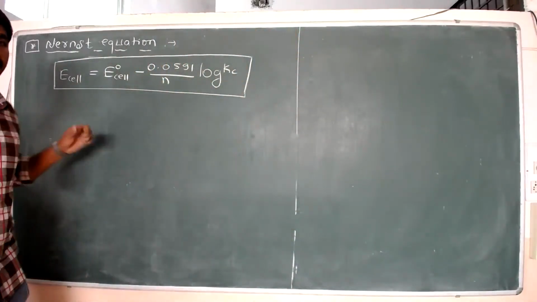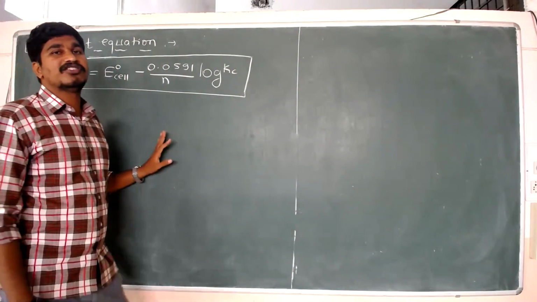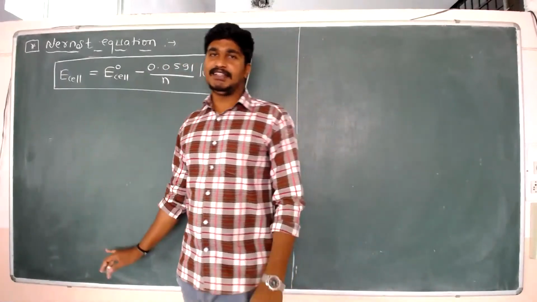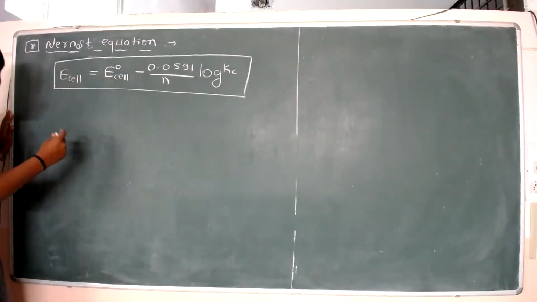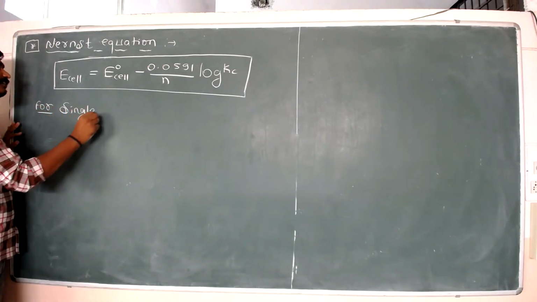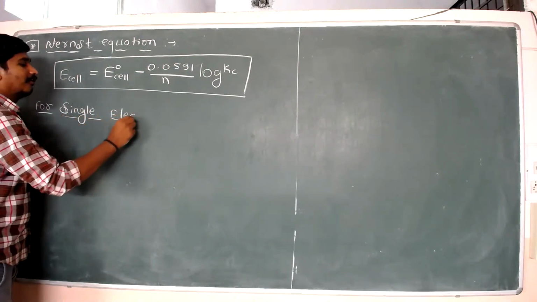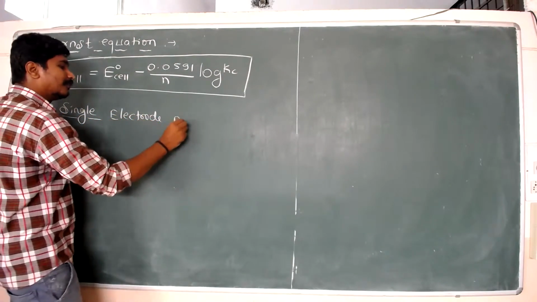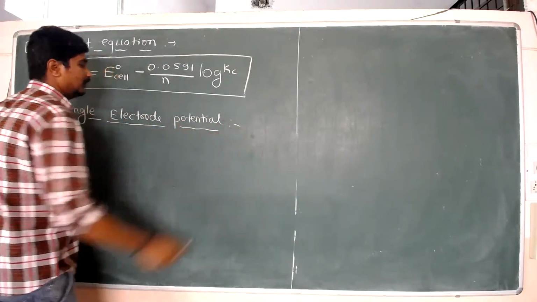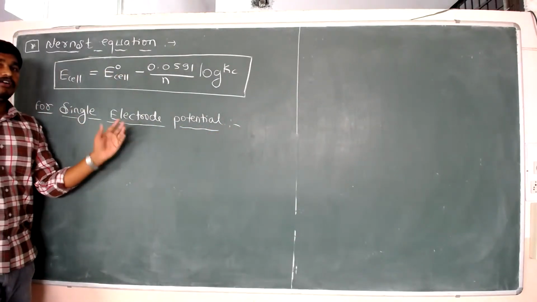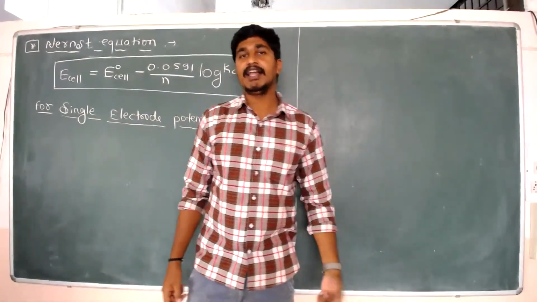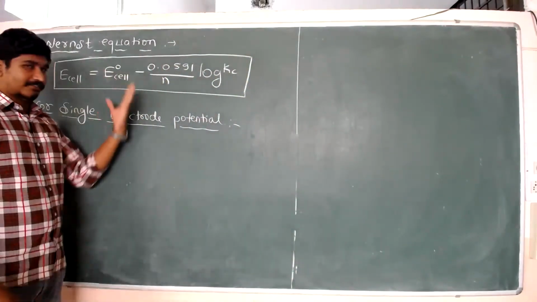How to calculate the electrode potential or reduction potential of the given half cell by using the Nernst equation. Right? Now that equation we are seeing now, for a single electrode, that is a half cell, for single electrode potential. What is the Nernst equation that we are discussing? For determining the electrode potential of the single electrode half cell in an electrochemical cell.